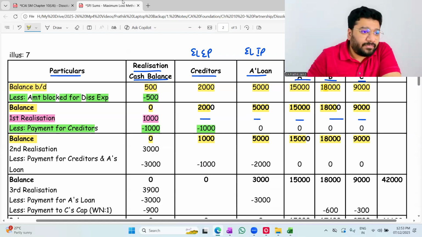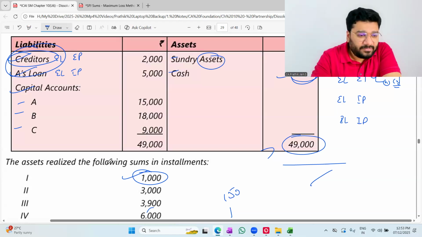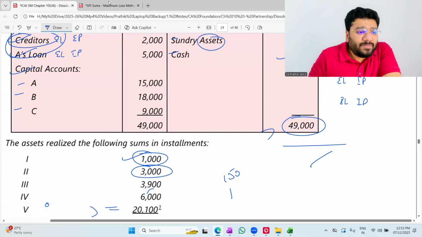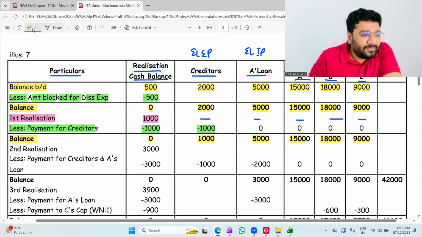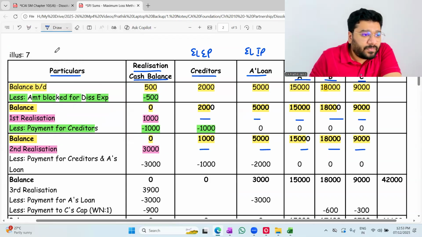Any difficulty so far? Comfortable? Everybody? Okay. Next step. Second realization. 3,000 rupees money realized. Second realization 3,000. Nothing in the other columns.